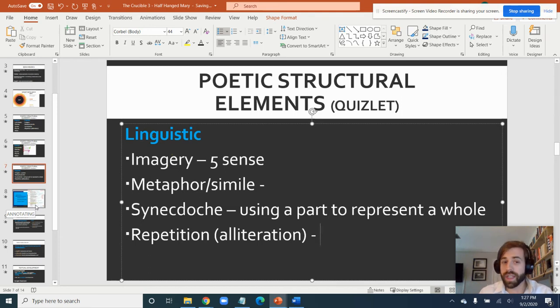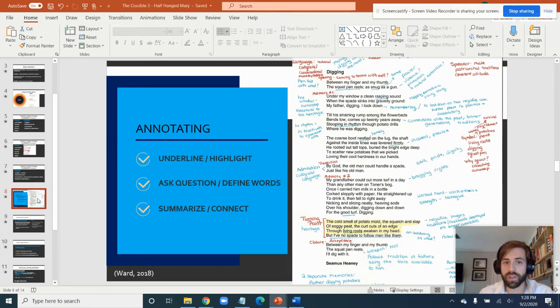And the second thing that we're going to do is try to annotate a poem. I don't know if you guys have had this problem in school where you read something and then you look up and you look back down and you realize, oh my God, I don't remember a thing that I just read.